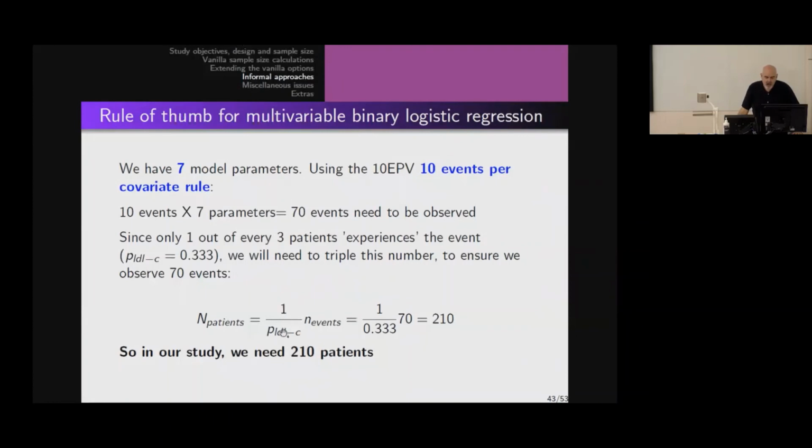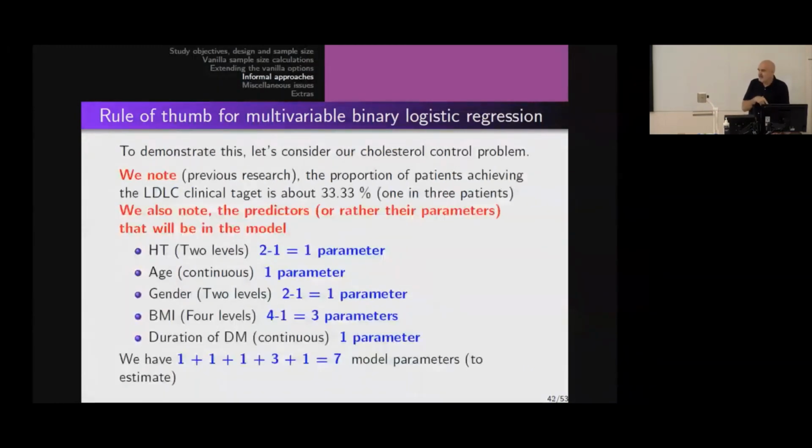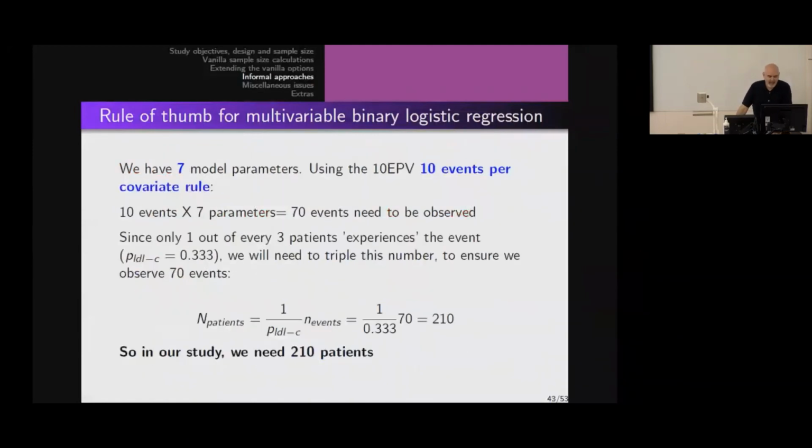So 1 over the prevalence times the number of cases. And we work out the number of cases because we need 10 cases per parameter. Some people would just multiply it by 5 because we've got 5 variables, but strictly speaking, it should be by 7.